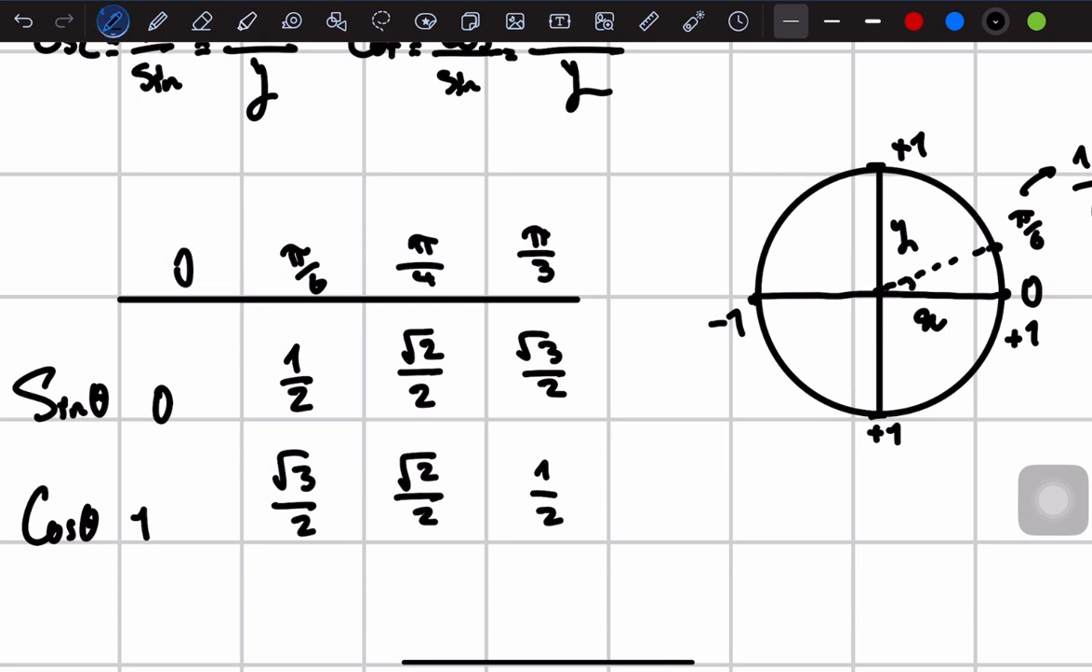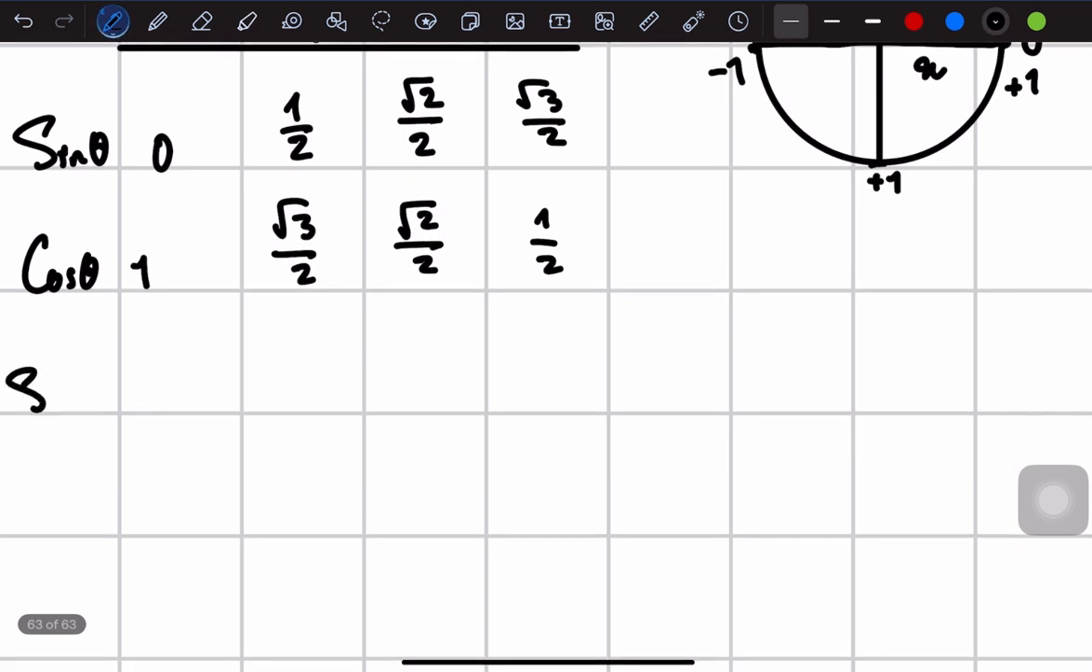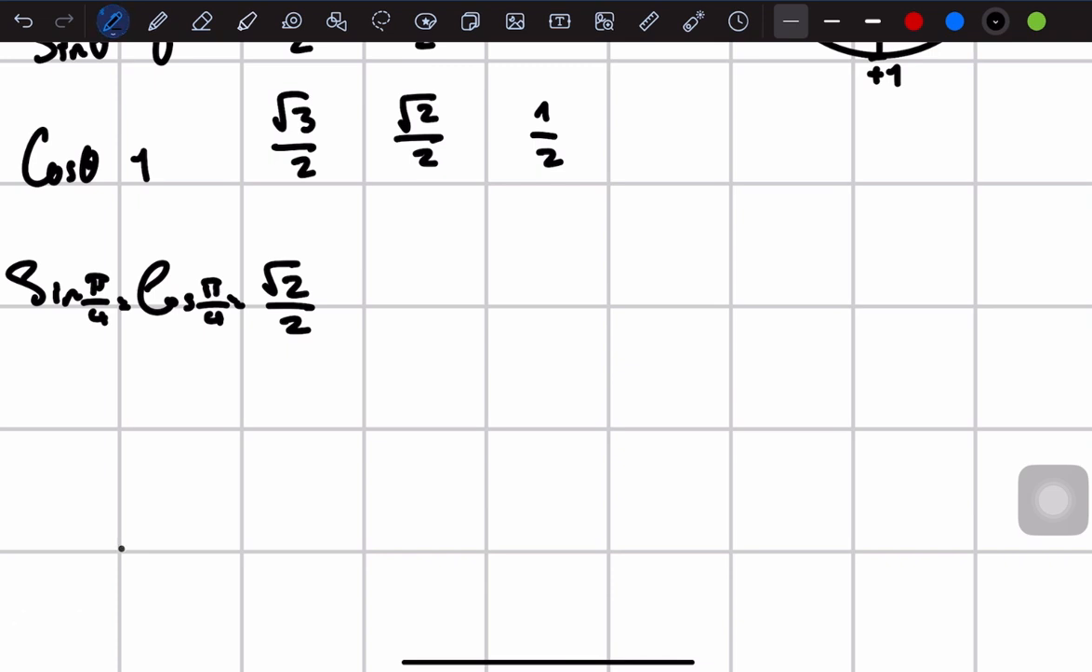Another thing is pi over 4, which is 180 over 4, would be 45 degrees, and has an equal amount of sine and cosine. So the sine of pi over 4 is equal to the cosine of pi over 4, which is equal to square root of 2 over 2. And we can use a triangle for this. For example, I'm trying to think of an example. Okay, let's imagine a triangle here.